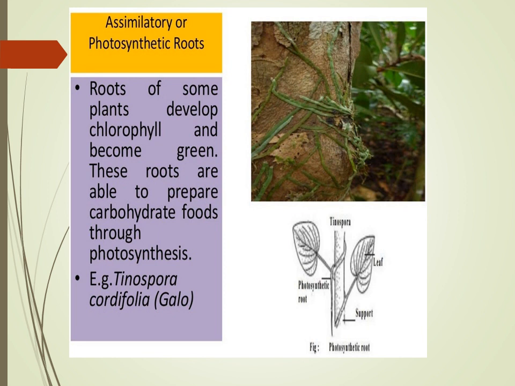Let's move on to assimilatory or photosynthetic roots. Roots of some plants develop chlorophyll and become green. These roots are able to prepare carbohydrate foods through photosynthesis. Example, Tinospora cordifolia.